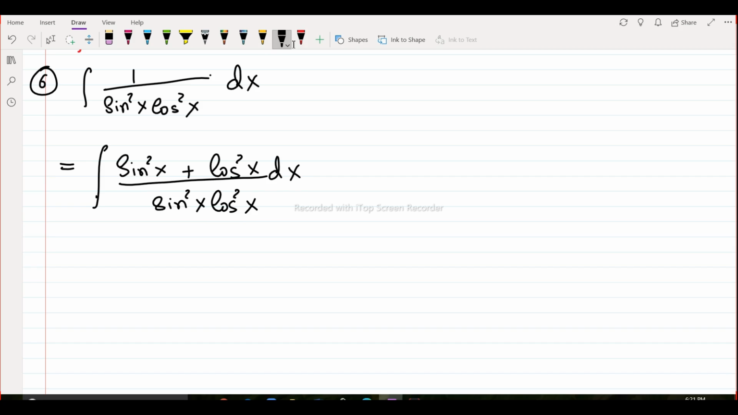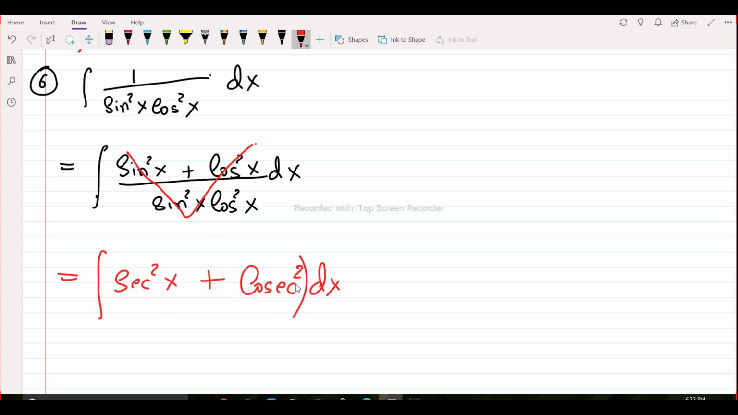Now you can just separate, because this is like a v, so we can separate. So I can write sine square upon this, so sine square gets cancelled, 1 upon cos square is sec square, plus cos square upon this, so cos square gets cancelled, 1 upon sine square is cosec square x. So that's it. Now we can solve. Integration of sec square is tan x, and integration of cosec square x is minus cot x plus c.